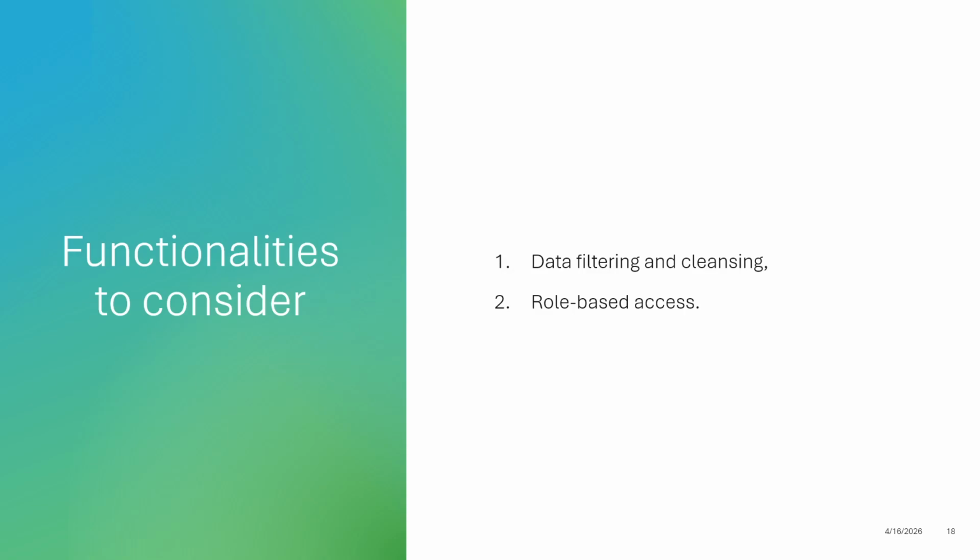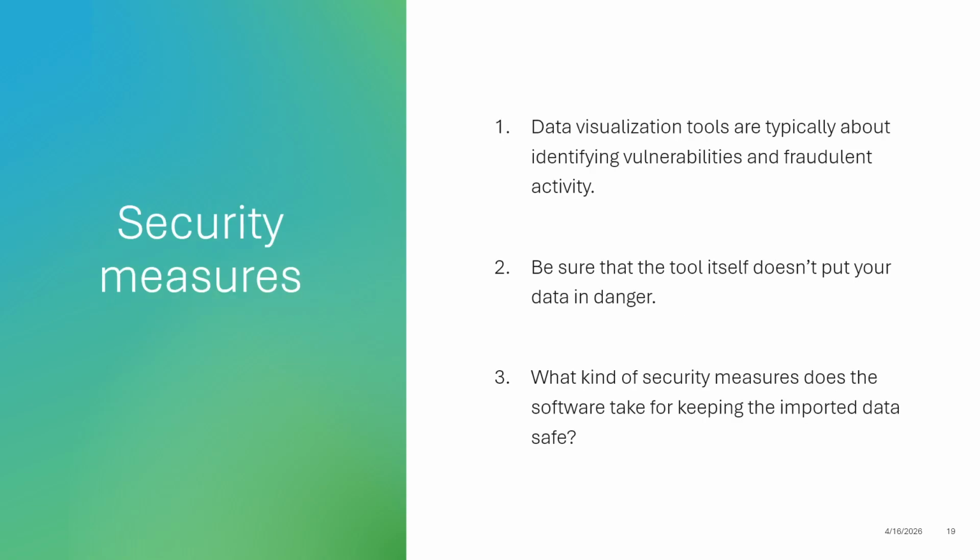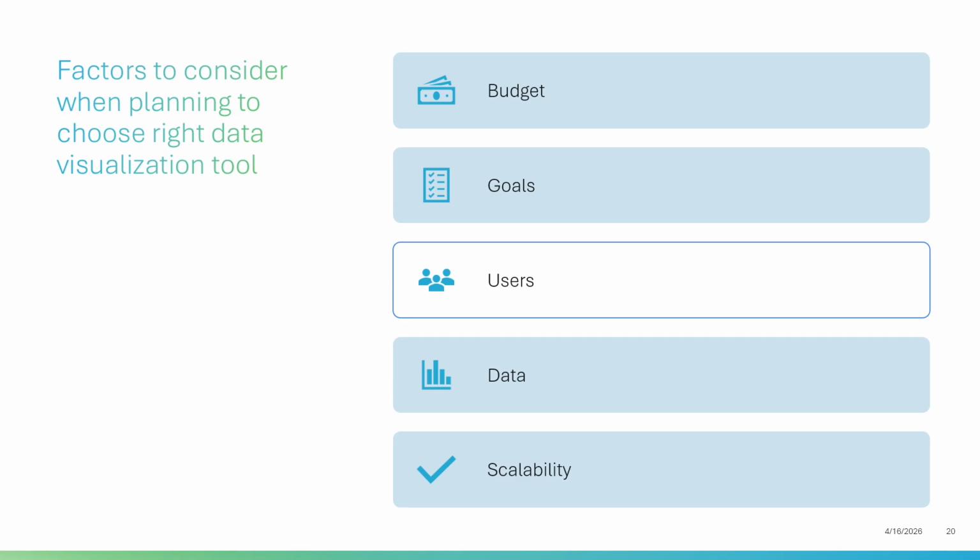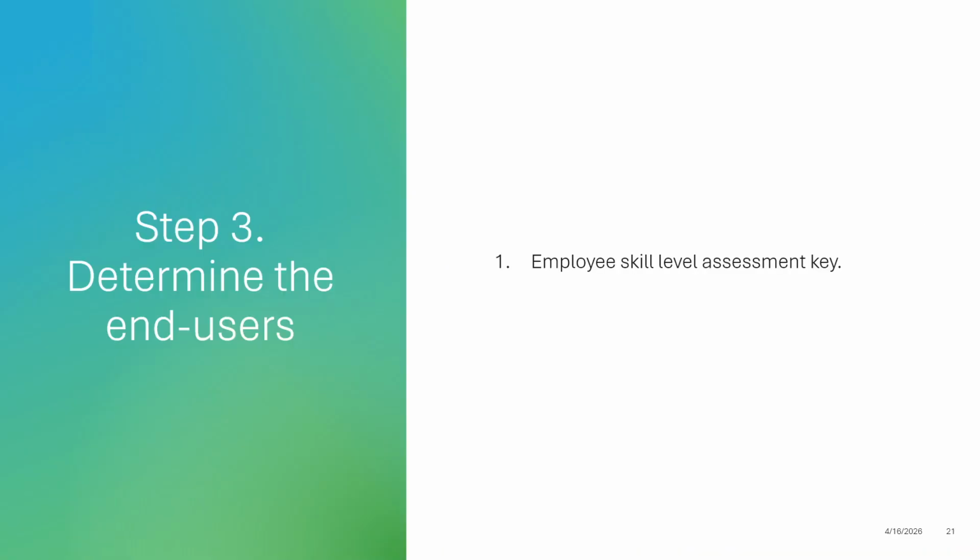The functionalities, yes, we already considered this: filtering, role access, also security in those users. Then, how sensitive is our data? How is the tool protecting the data that we are displaying? We want to be sure that the tool itself is not going to be the source of a breach. And if so, what kind of measures do you need to have in the tool in order to support this type of interaction? Other factors that we need to consider are the users, okay?